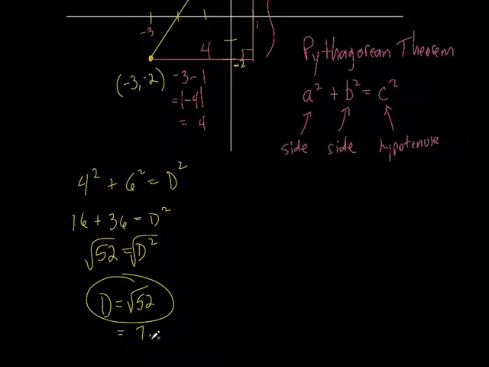Now, the book may write it as a decimal. I'm not really sure. So, Elena, what'd you get? Square root of 52. Hit 52, then square root. 7.2.